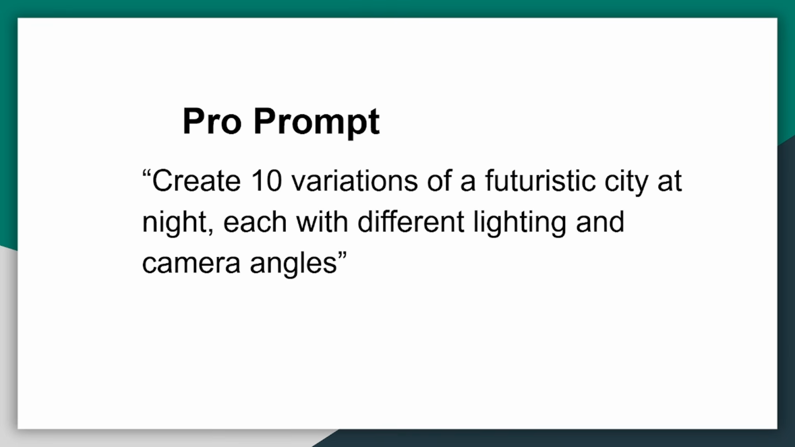So I think your assignment is this: create 10 variations of a futuristic city at night, each with different lighting and camera angles. Please use these prompts to create both images and video. Try it and post the video in the comment section. I will see it myself and see if I like it.